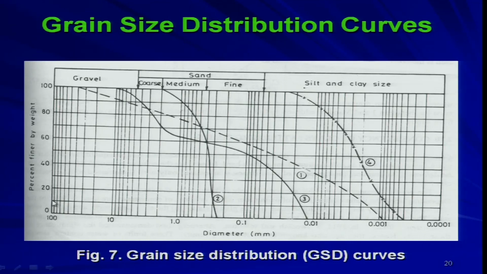So, what is the 10% finer? This is the line for 10% finer. If you drop a vertical from this point, this is the diameter which will be known as D10, which is nothing but the effective size of that particular sample. Similarly, for your curve 2, that is your uniformly graded sample, your D10 will be somewhere here. This is the diameter which will be known as your effective size or the D10 of that particular sample.